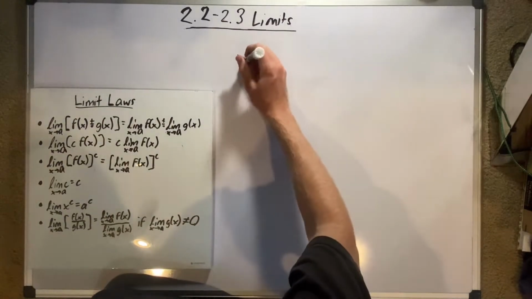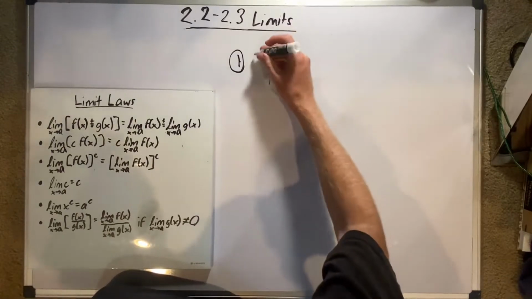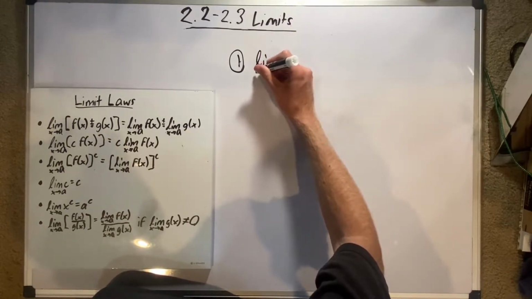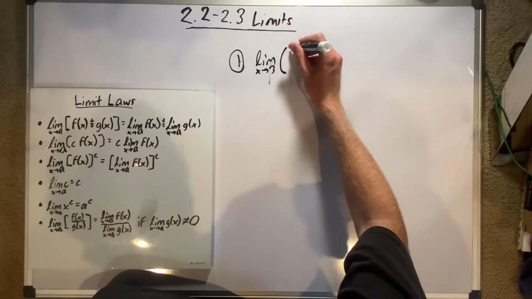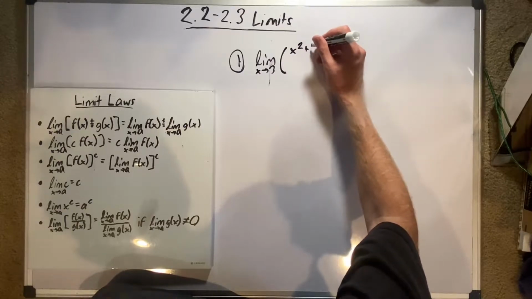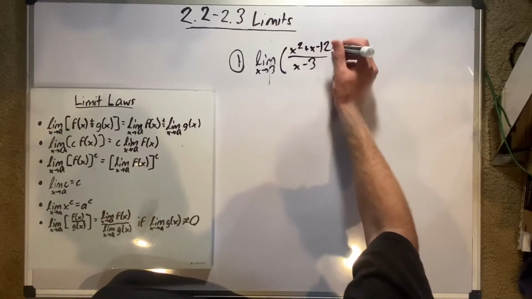Now let's actually get into solving problems. So we're going to have, I'm not going to write the function first, limit as x approaches the number 3 of x squared plus x minus 12 all over x minus 3.